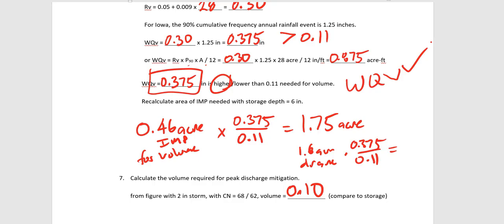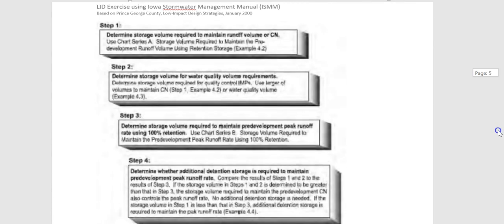All right, let me just sum this up by showing again the step-by-step graph. Determine storage volume required to maintain runoff volume or curve number. Again, is that the same thing as our volume control we did before? Then the volume for the water quality volume requirement. So it gives us another guideline for that. Then we choose whichever one is greater, and then also now we look at the peak.